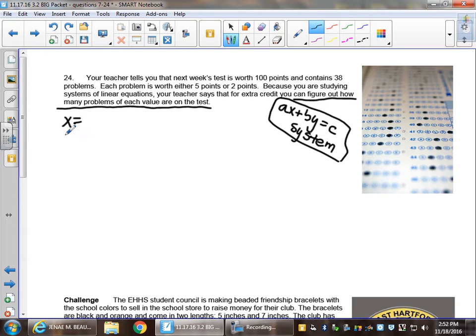So let's define our variables first. X equals, Y equals. Go back to the question to see what our variables will be. It says how many problems of each value. Each value. So what are the value possibilities on this test? Well, I come back up here. It says each problem is worth either 5 points or 2 points. So I'm going to let X equal the number of 2-point questions. And then Y will be the number of 5-point questions.